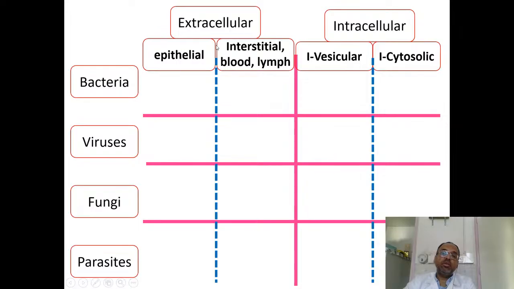When we say extracellular, sometimes the pathogen is at the surface of the epithelium without penetrating it, like at the surface of the skin or at the surface of the gastrointestinal epithelium. So this is one extracellular space. But sometimes the pathogen or pathogens penetrate the epithelium and they enter interstitial fluid or they enter blood or lymph. This is still extracellular. When I say blood, I mean blood fluid, the fluid part of the blood, not the cells. So we have to divide the extracellular space into these two subspaces, epithelial and the interstitial blood lymph.